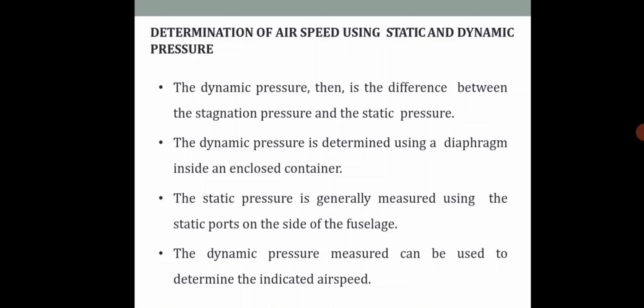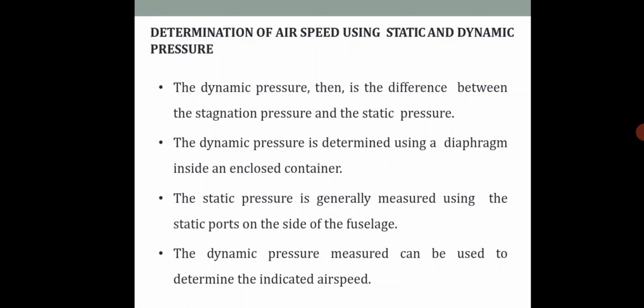Next is the determination of airspeed using static and dynamic pressure. The dynamic pressure is the difference between the stagnation pressure and static pressure. The dynamic pressure is determined using a diaphragm inside an enclosed container. The static pressure is generally measured using the static ports on the side of the fuselage. The dynamic pressure measured can be used to determine the indicated airspeed. So dynamic pressure is very, very important.